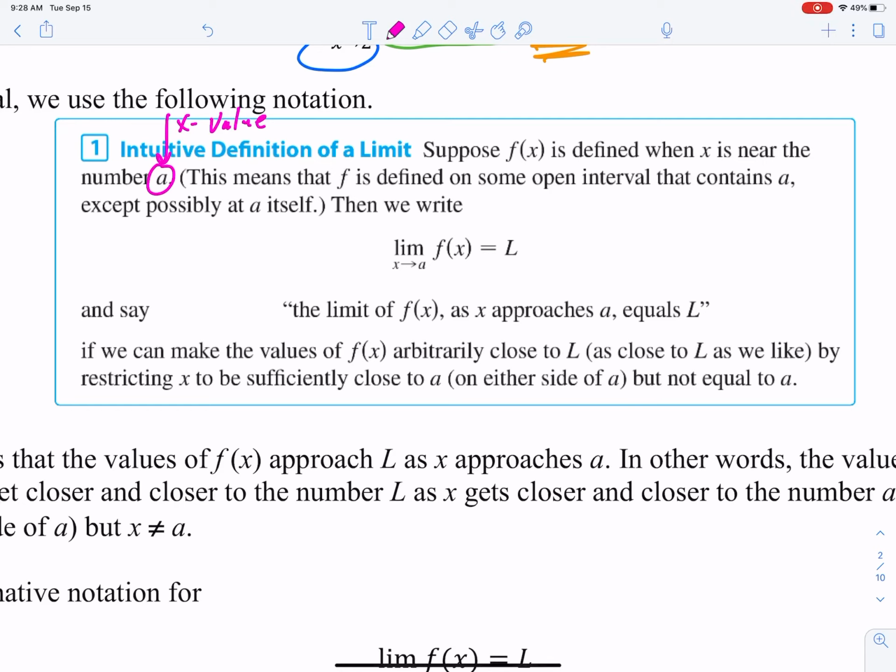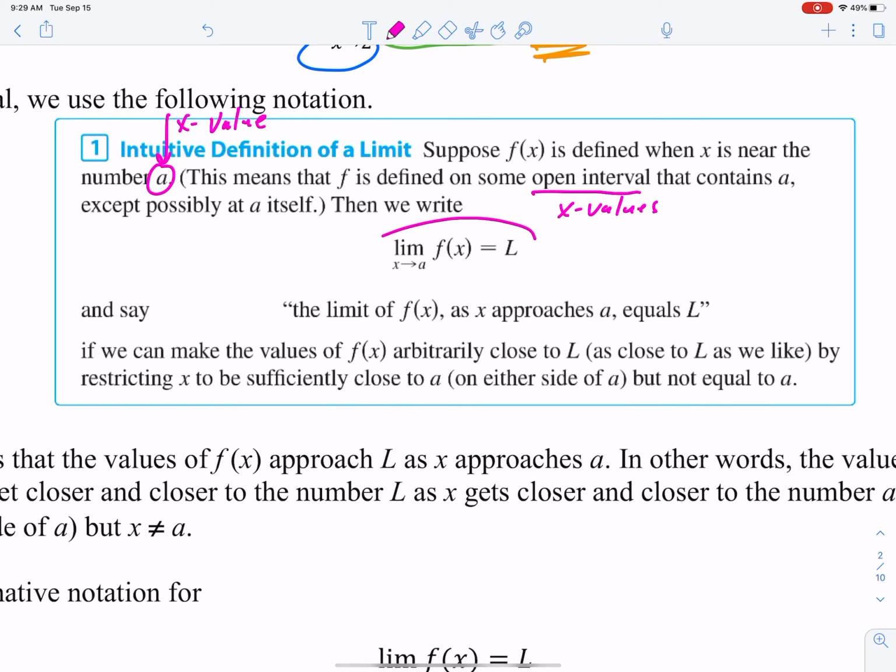This means that f is defined on some open interval. When we're talking about open intervals here, we're talking about, again, an interval of x values that contains a except possibly at a itself. Remember we talked about that a minute ago? We said we're really not going to concern ourselves with what's happening at that specific a value, but what's happening to the function as we approach that a value on the x-axis from either the left or the right.